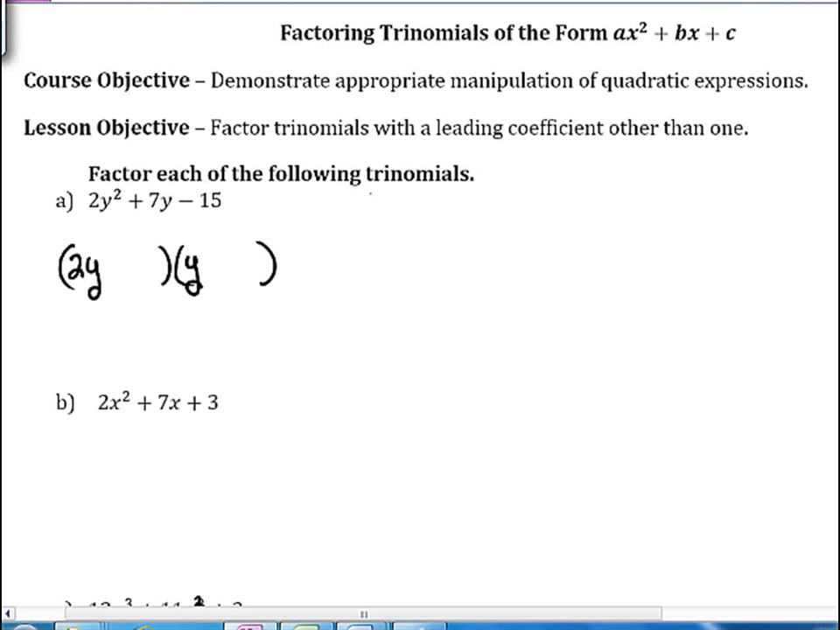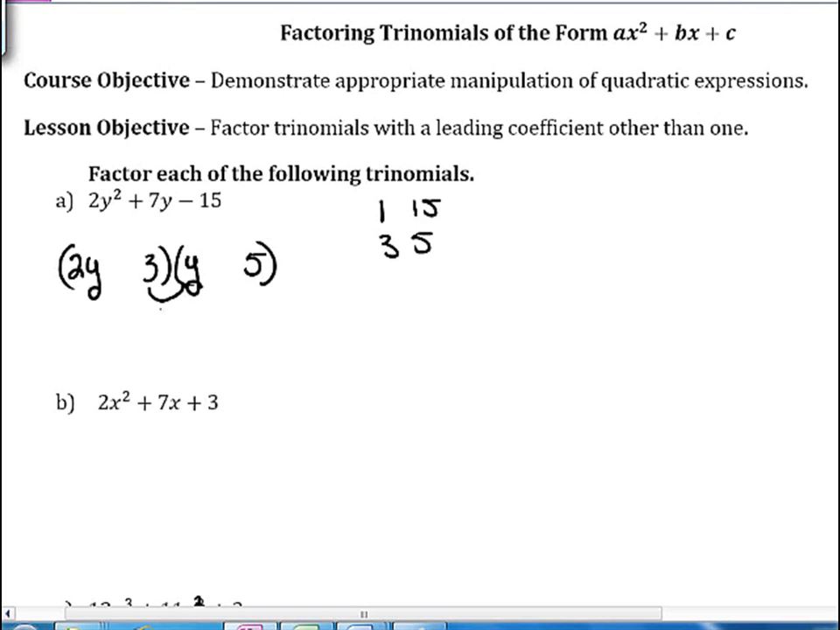Now we need to figure out how to factor 15 so that we'll end up with the right term in the middle, this 7y. The only two ways to factor 15 are 1 and 15 and 3 and 5. So we need to guess which one of these two factorizations we need. I'm going to guess that it's the 3 and the 5, and so I'm going to put a 3 in my first group and a 5 in my second group, and then just check and see what would happen if we were to FOIL this out.